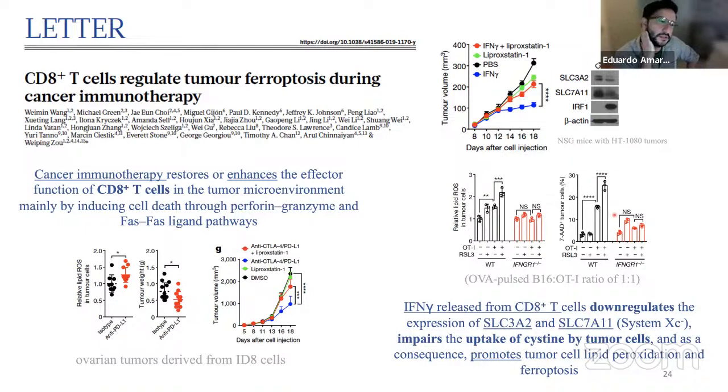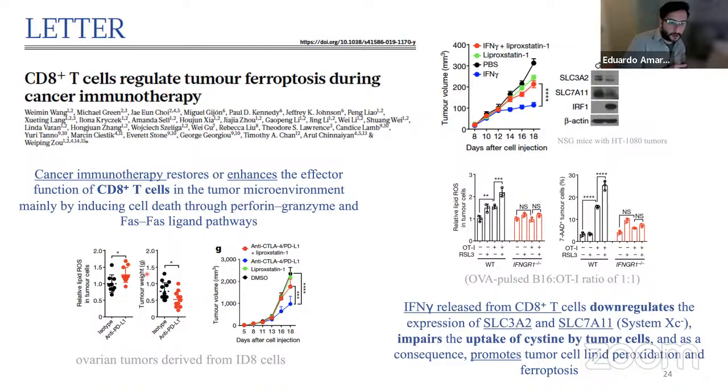Another component of the regulation of ferroptosis is mediated by the immune response. And this was shown beautifully in this paper. It is known that cancer immunotherapy restores and enhances the effector function of CD8 T cells in the tumor microenvironment. When they treated mice bearing ovarian tumor cells, they saw a huge impact in terms of tumor weight. As expected, they saw smaller tumor weight. However, this reduction or protection was associated with increased lipid ROS generation.